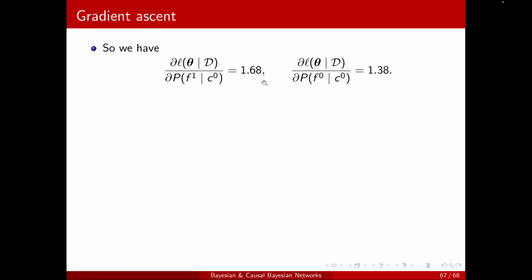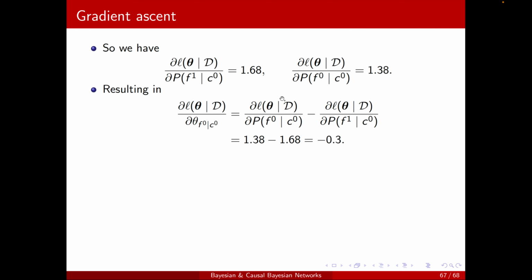So I have both of these partial derivatives with respect to p of f1 conditioned on c0 and f0 conditioned on c0. And using the chain rule of derivatives that I initially had, I will plug them in and I will get the final value for my gradient, this term here, minus 0.3. Consequently, the other one, theta of f1 conditioned on c0, this will be 0.3. Remember, we discussed that these two parameters add up to 1. Increasing one of them means decreasing the other one.